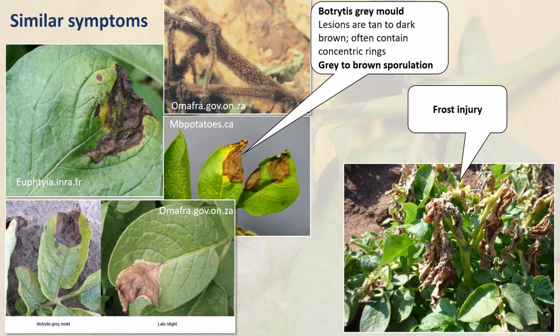Another kind of injury which could also be confused with Phytophthora is that of a frost injury, as we can see in the bottom right-hand photo. But if one knows the conditions that surrounded this injury, one can easily rule out late blight, and it would be easy to see that this is frost rather than a disease.